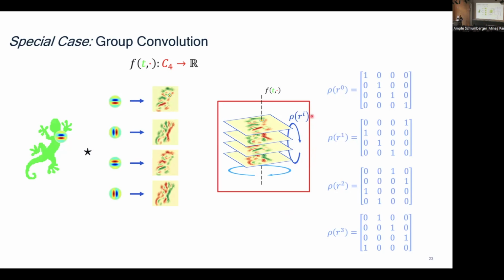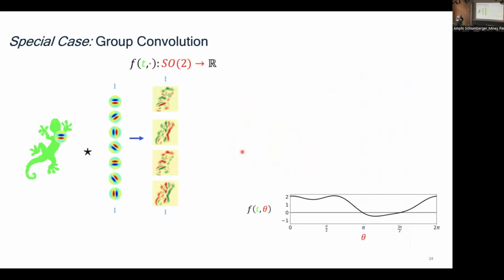Why did we introduce all of this when group convolution is just a special case? That's useful to go the next step, which is going beyond just 4 rotated filters, but we can pretend that we can actually do convolution with infinitely many rotated filters. So in this case, rather than getting a channel for each of the 4 rotations, we get a channel for each of the angles between 0 and 2 pi, right? So all the rotations in the special orthogonal group of dimension 2. Of course, we cannot do this, right? But let's pretend we can do that.